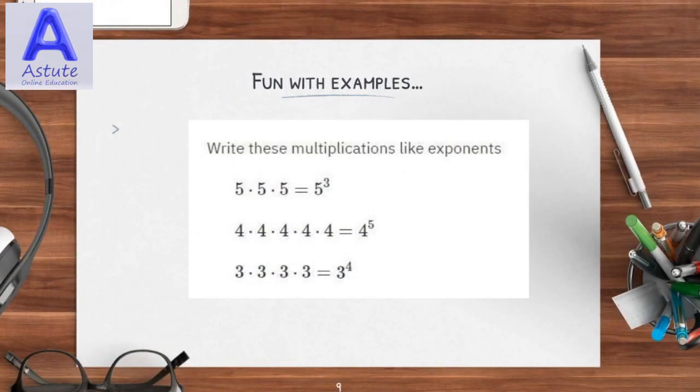Fun with examples. Write these multiplications like exponents. 5 multiplied by 5 multiplied by 5 is equal to 5 cube or 5 to the power 3. 4 multiplied by 4 multiplied by 4 multiplied by 4 multiplied by 4 is equal to 4 to the power 5. 3 multiplied by 3 multiplied by 3 multiplied by 3 is equal to 3 to the power 4.